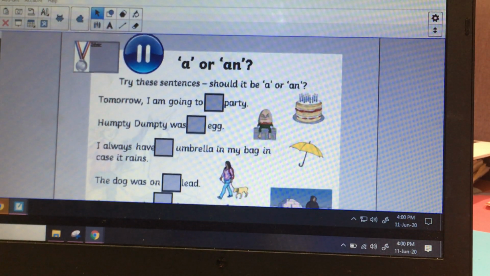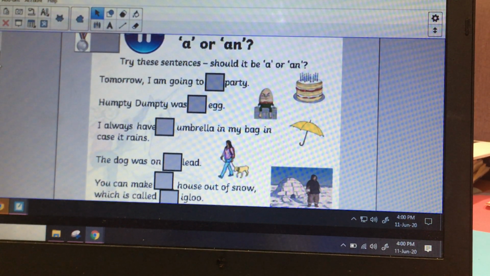Moving on to silver, we're going to be doing some sentence work. So we've got some sentences. For example, tomorrow I am going to something party. What's going to be under that grey box? Is it going to be a party or an party? So again, thinking about that vowel sound or letter for an, consonant for a. Have a go and pause me now.